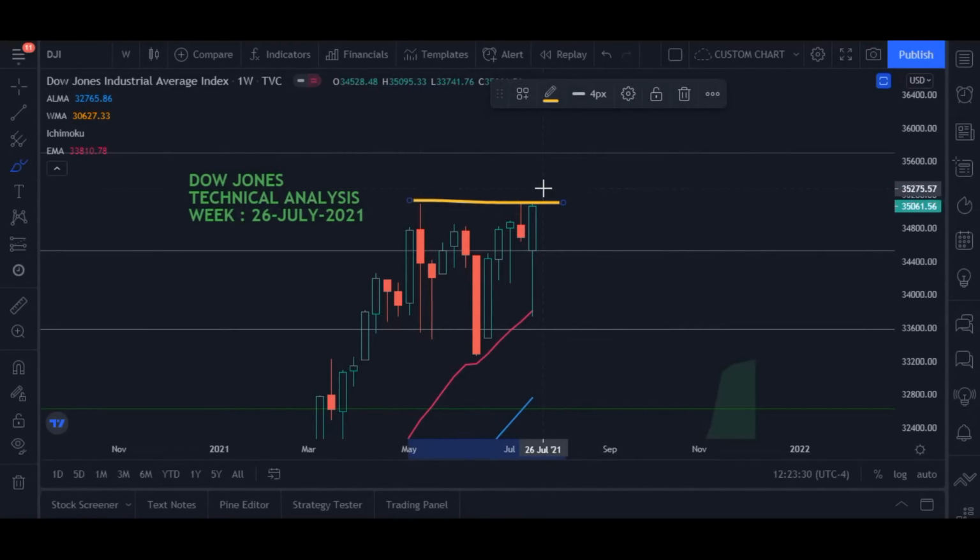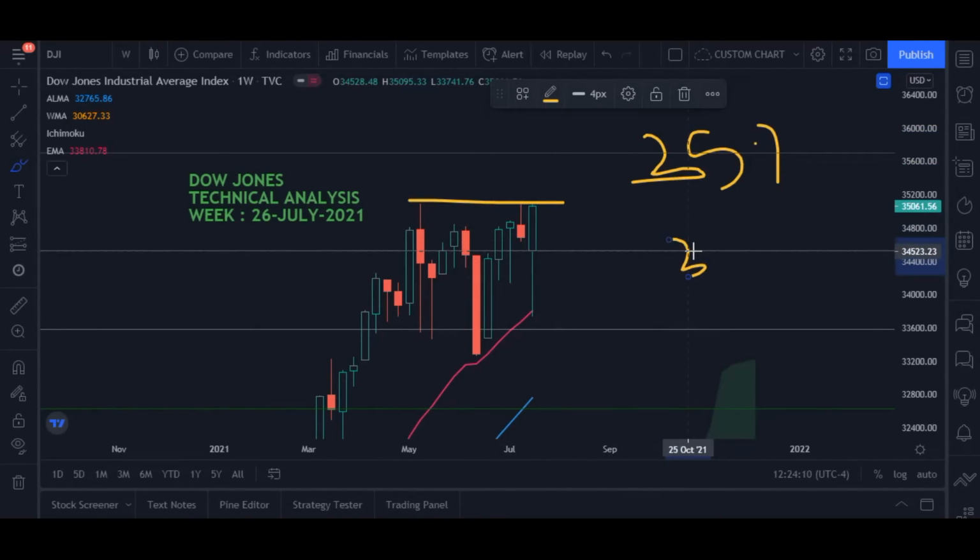Now, for the Dow Jones Industrial Average Index to move up, what it needs to do is that on the daily chart it must cross and close above this confluence zone that is at 35,091. Once it crosses above and closes above 35,091, then it will move towards this resistance, which is at 35,700.